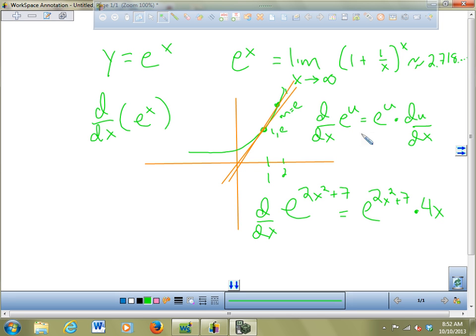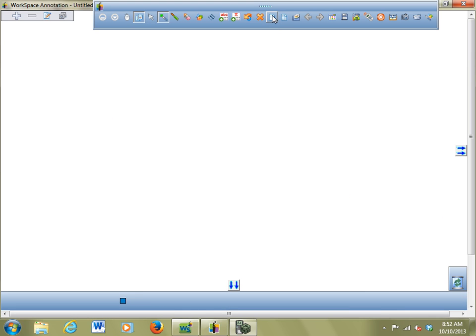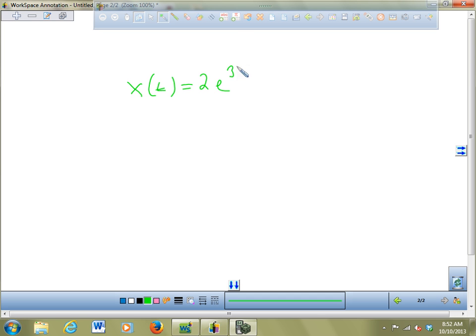So, the first question, first of all, this is a parametric function. I'll do the first one with you. x of t equals 2e to the 3t plus e to the negative 7t, right?